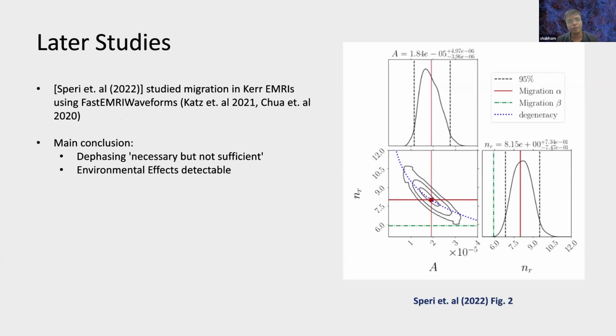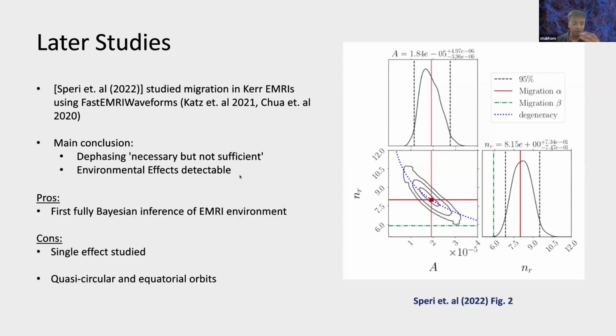And their main conclusion was that, again, as I mentioned, dephasing is necessary but not sufficient. So it does tell you something about the significance of a particular environmental effect, but it may not be sufficient for concluding whether an effect would be detectable or not. However, they did find that in this fully Bayesian inference of their system, the environmental effect of this planetary migration was indeed detectable.